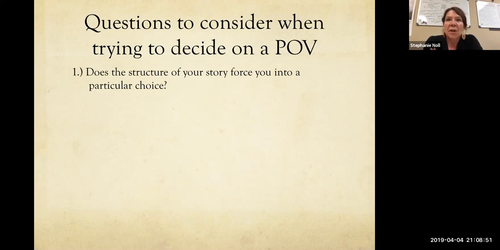And so the first person point of view really suits that genre and those stories well, because those are the stories teenagers want to read. Those are how teenagers tell stories. It's all about them. So thinking about, does the structure of the story, does the genre force you into a particular choice?